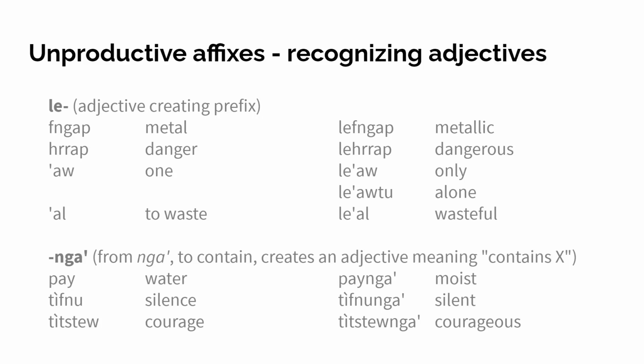The difference here is that steu, brave, can be used for people. So you can say a brave warrior with steu. But the titsteu nga cannot be used that way. It's for actions. For example, you can say that someone's action was courageous, or it was a courageous plan, or something like that. But we cannot use this word, titsteu nga, to describe people.